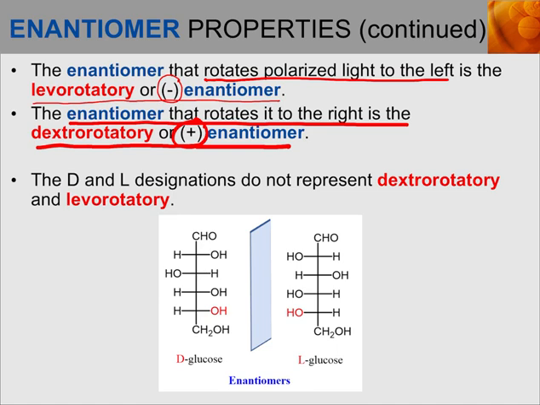Now down below we have D-glucose and L-glucose. Again, D-glucose will rotate light in one direction, L-glucose will rotate light in a different direction. But the main way that we can tell whether something's D or L is again by looking at that second to last carbon and determining if the OH group is on the right or if it's on the left. If it's on the right, you have the D version. If it's on the left, you have the L version.